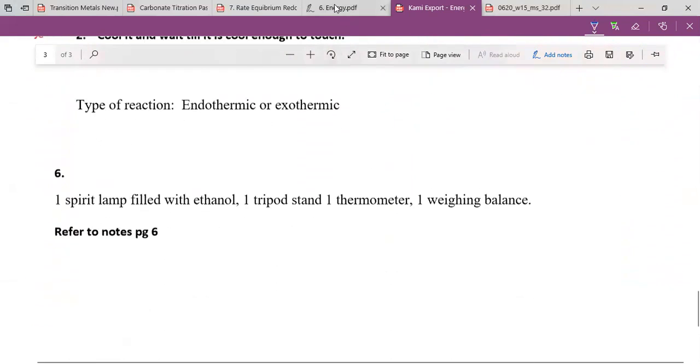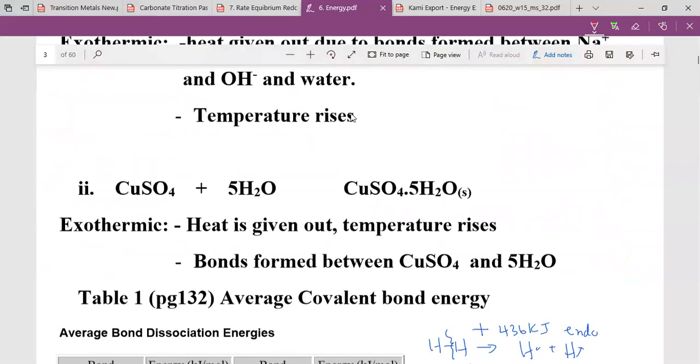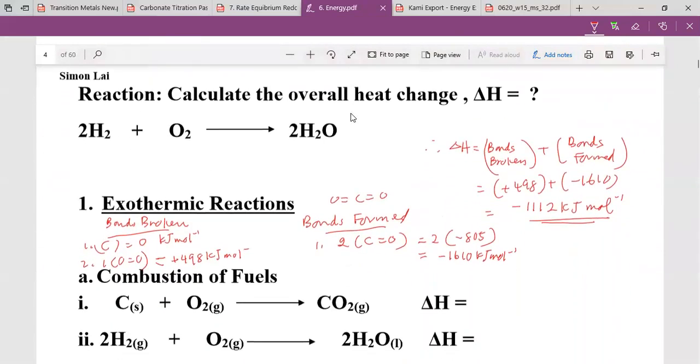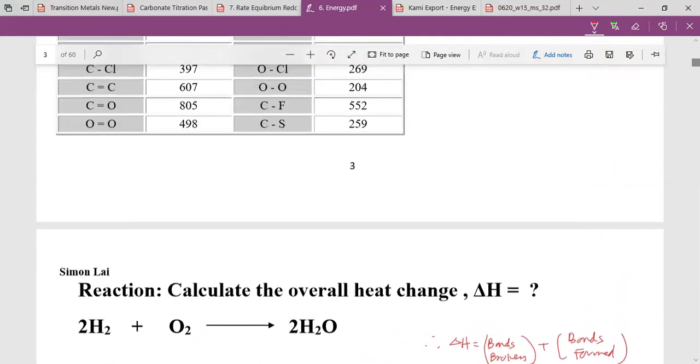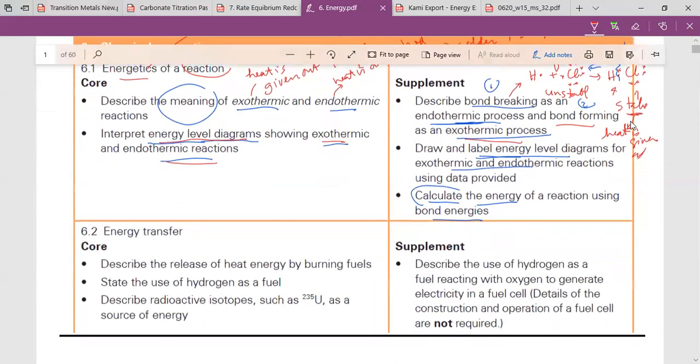All right, next one here. Okay, now I want to show you how to calculate, because they ask here, remember, right, calculate the energy of a reaction using bond energies. So bond energies normally here refers to covalent bonds only. You do this in Form 6 as well, covalent bonds.